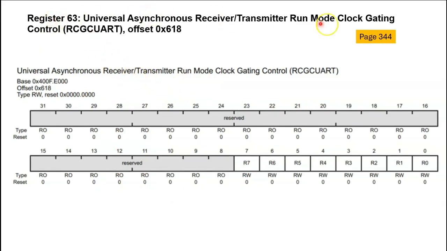All right, so I've taken this from page 344 of the datasheet for the TM4C123GH6PM microcontroller. As you can see, this is the universal asynchronous receiver transmitter run mode clock gating control register, and it has an offset of 618. This is a 32-bit register, but only 8 bits are used.